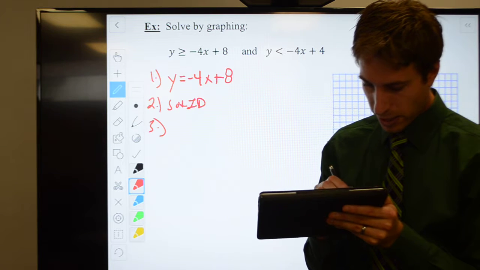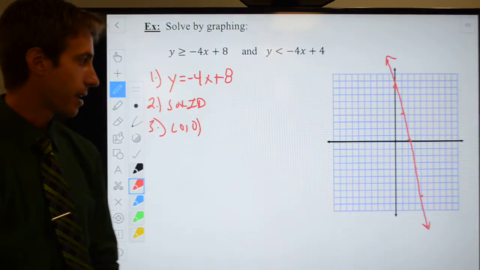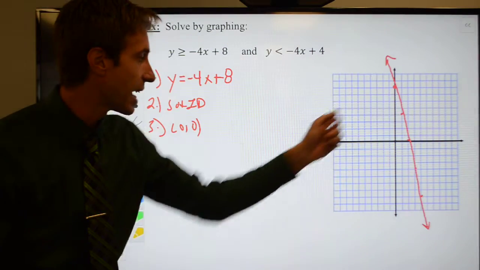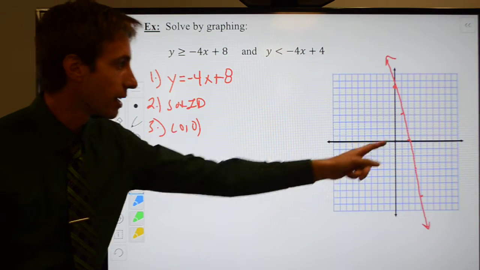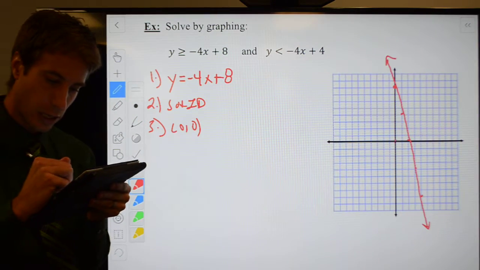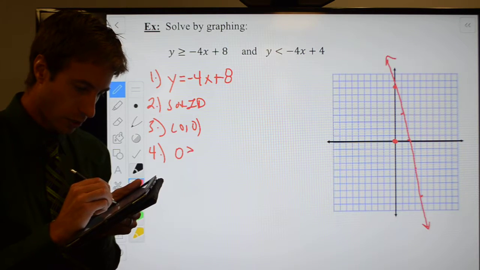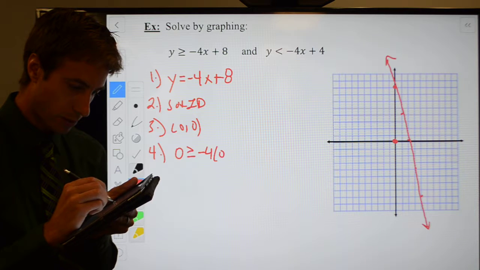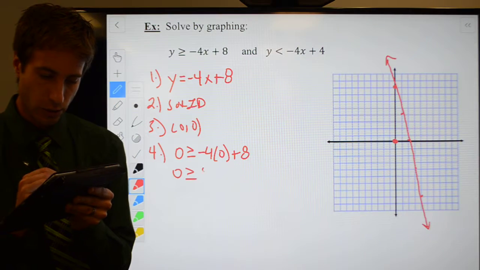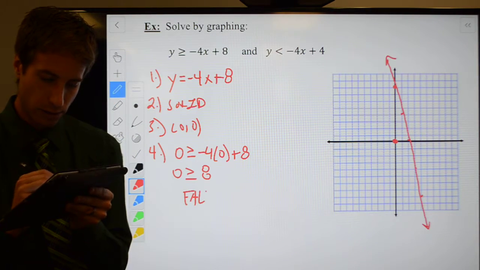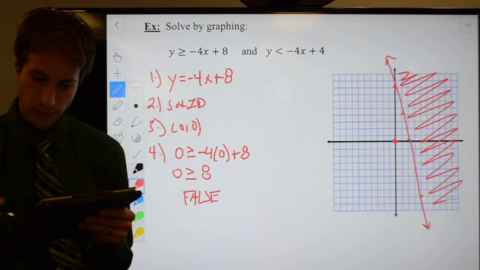I need a test point, and 0, 0 is going to work. Sorry, I'm standing in front of the graph. I apologize. Again, my y-intercept is 8. My slope is negative 4 over 1. Solid line. It doesn't go through 0, 0, so I can use 0, 0. I'll have 0 greater than or equal to negative 4 times 0 plus 8, which means we wind up with 0 is greater than or equal to 8. That's false. That's not true. So we shade the opposite side of the test point.